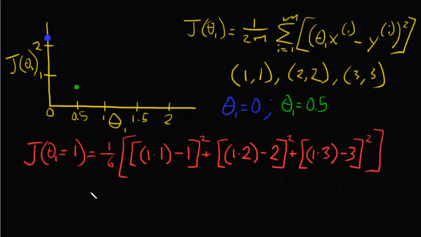So my cost function is going to be 1 over 6 times, well, 1 minus 1 is 0, squared is 0, 0 plus 0 plus 0. All of these are going to wind up being 0, which is what we expected, because we saw already that a slope of 1 would pass exactly through all of the data points. So this winds up having a cost of 0. So if I place that on the graph, a slope of 1 has a cost of 0.